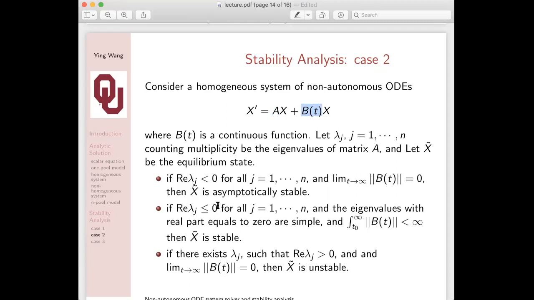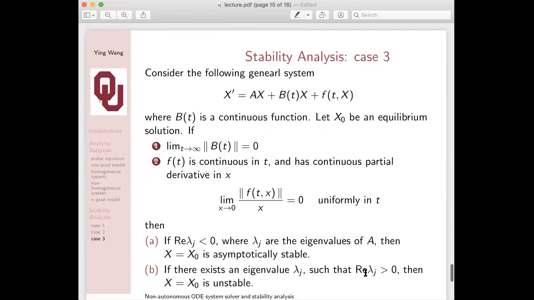If all the eigenvalues have non-positive real part, and those with 0 real part are simple, and also the integral of the norm of B is bounded, then the equilibrium point is stable. If there is an eigenvalue with positive real part, even if the limit of B is equal to 0, the equilibrium point is still unstable.